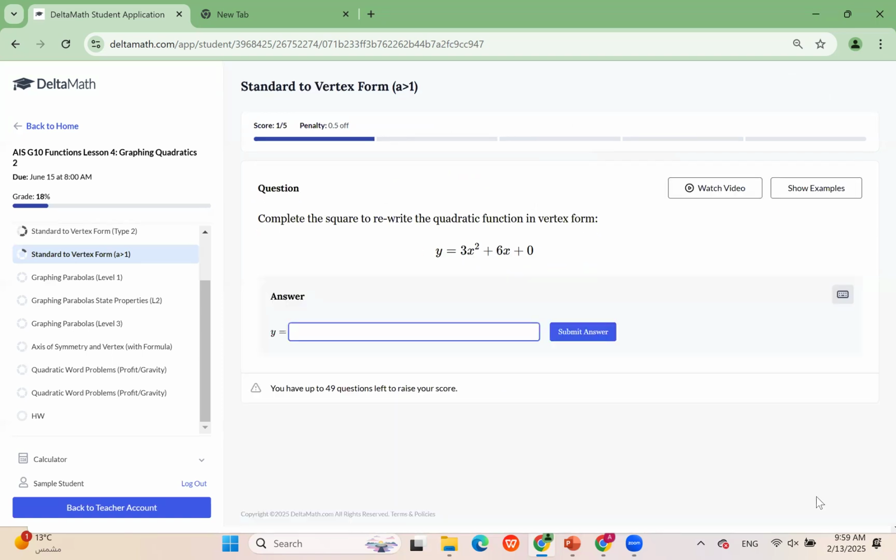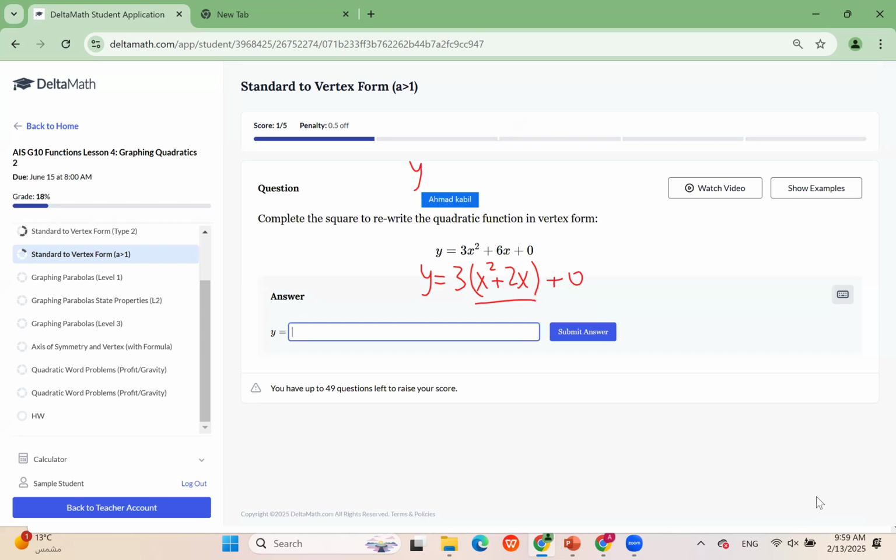So here we have 3x squared plus 6x plus 0 again. I don't know why they're all plus 0, but anyway. We're going to write y equals, we're going to take a 3 outside as a common factor. We're going to write x squared plus 2x inside. And we have plus 0 as it is. And then we're going to complete the square for this bracket right there.